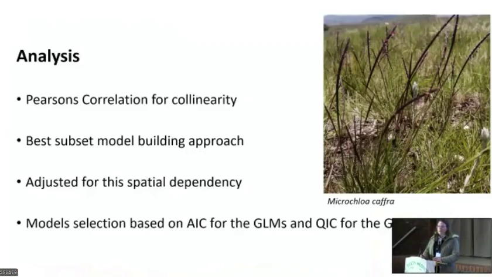When I analyzed the data, I used a Pearson's correlation test to test for collinearity, and I selected the predictors that I thought would be the most biologically relevant. I then used a best subset model building approach to generate and identify the best multivariate models for the grass occurrence and cover. I then also evaluated if there was any spatial autocorrelation within these models. And for the models that had significant spatial autocorrelation, I used spatially explicit GEE models to account for the spatial dependency. The final models were then selected based on AIC and QIC scores.